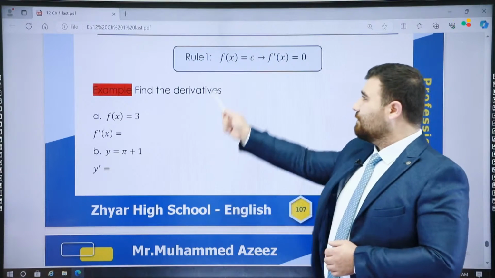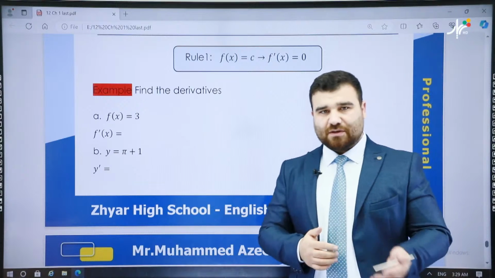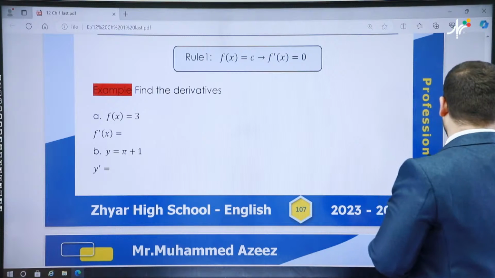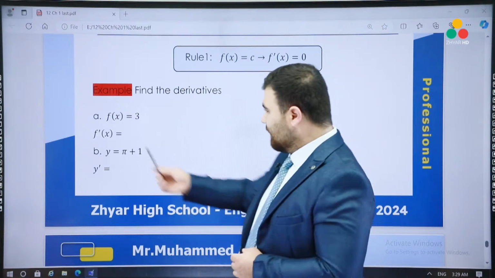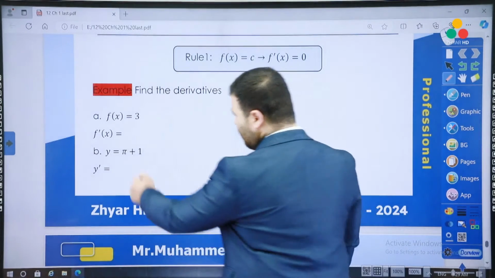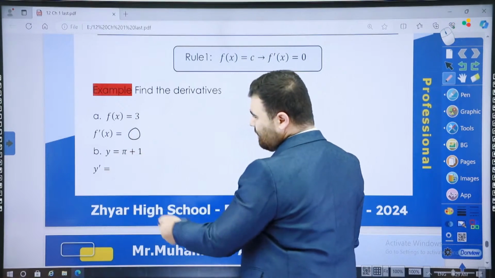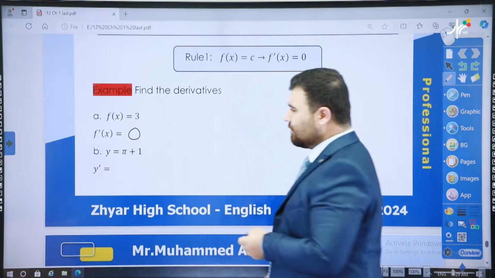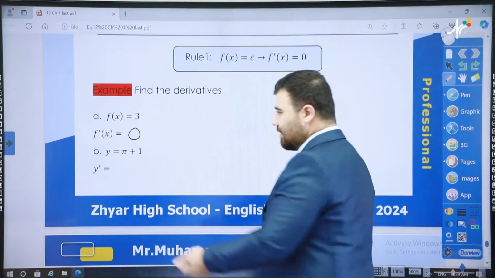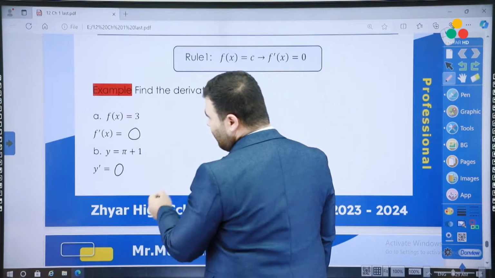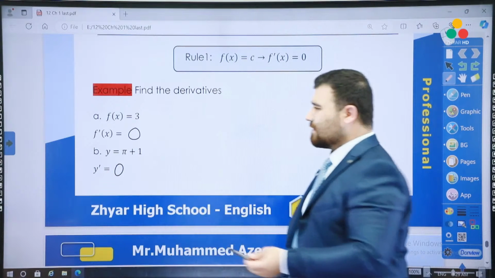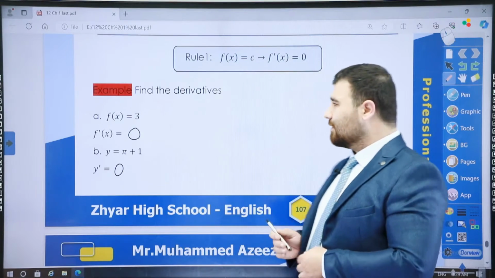Rule number 1. If f of x is equal to c, if f of x is a constant, the derivative of it is 0. We have examples. A, f of x equal to 3. What's the derivative of it? The derivative is 0 because 3 is a constant. B, y equal to pi plus 1. Pi is a number. Pi plus 1 is a number. Then derivative of numbers is 0. If you notice here in part A we wrote f prime of x. Here we wrote y prime. There's no difference between them. They just both represent derivatives.